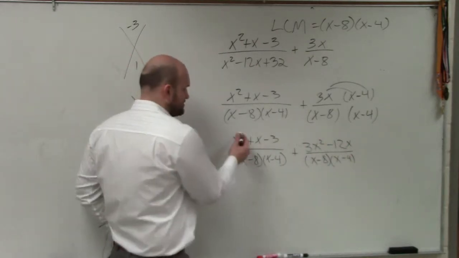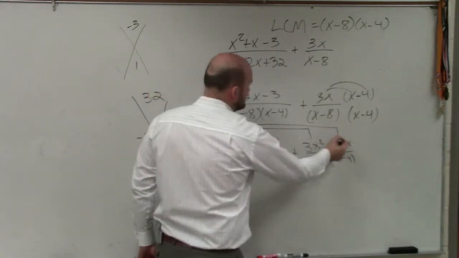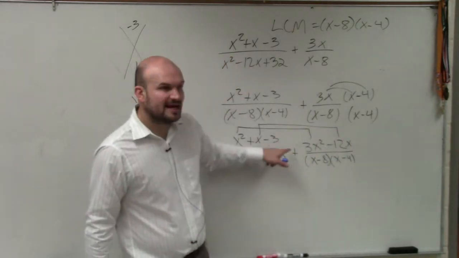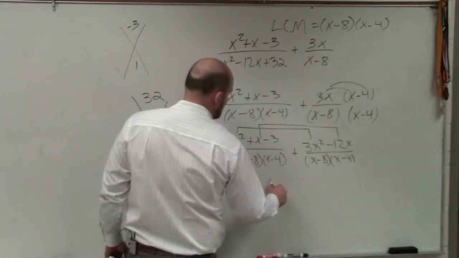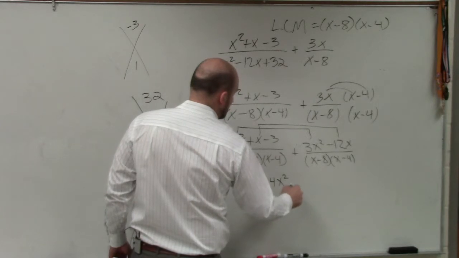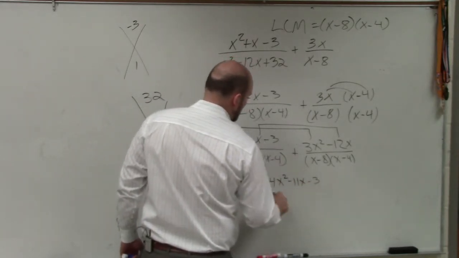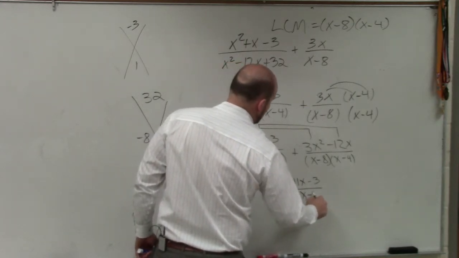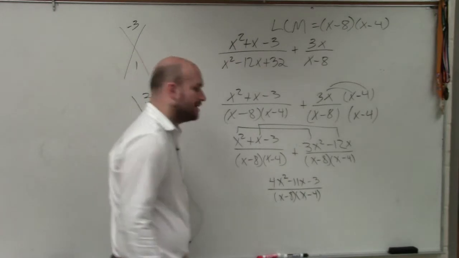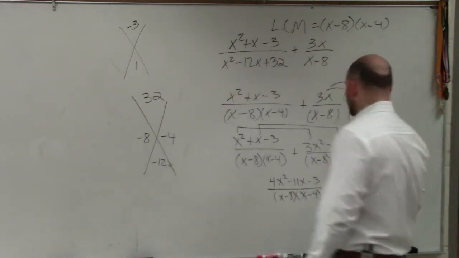Well, we have some like terms here, right? We have x squared and 3x squared. We have x and -12x. I don't have anything to add to my constant -3, so that's just going to remain there. So my final answer is going to be 4x squared minus 11x minus 3 all over x minus 8 times x minus 4, where x cannot equal 8 and x cannot equal 4.